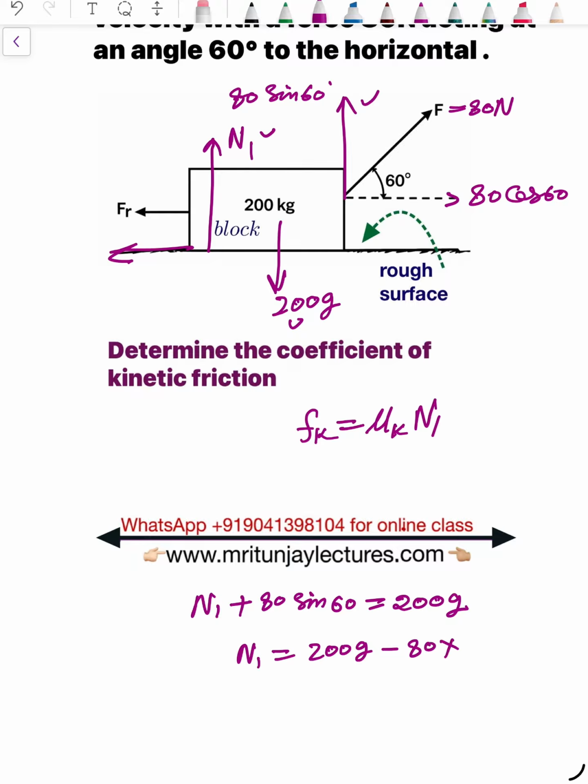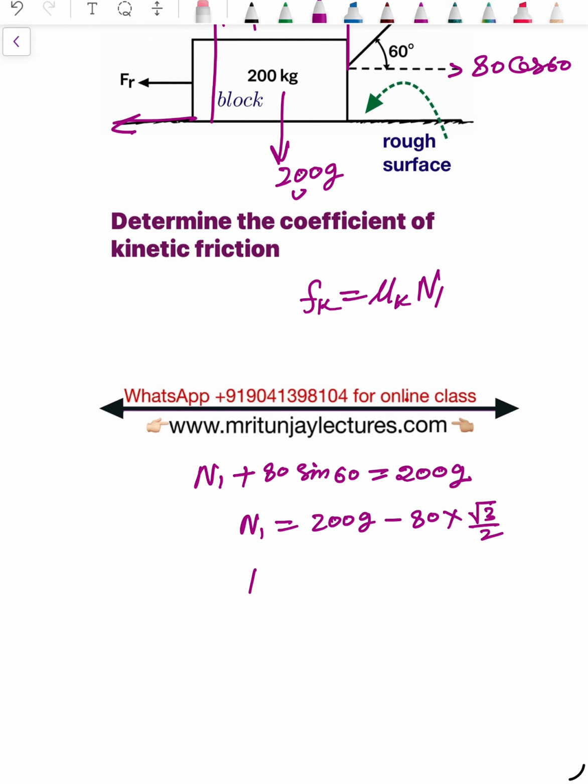Sin 60 is how much? Root 3 by 2. Okay, this one is basically root 3 by 2. After that, look, if g is 9.8, then this is 200 into 9.8, minus 40 root 3. So basically, what about that value? That is 1960 minus 400 root 3. N1 looks like that.